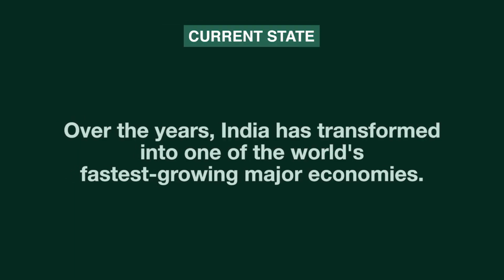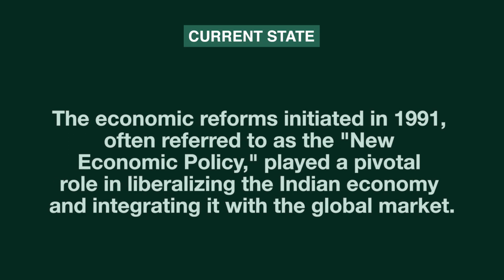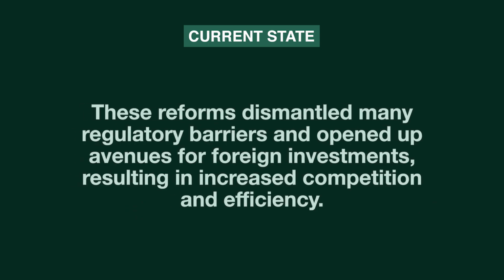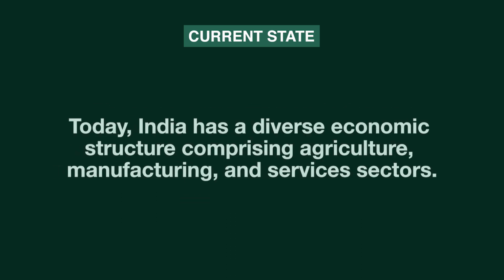The current state of the Indian economy is considered to be one of the world's fastest growing major economies, or emerging economies. It has come up today, even after 25 years of economic reforms, because of the advent of economic reforms in the 1990s, which totally changed the Indian outlook in terms of outward orientation and integrating the economy with the global market. So these reforms totally dismantled regulatory barriers, opened up foreign investment, and resulted in competition and efficiency. So today India has a diverse economic structure. India is a major contributor to the economy, and manufacturing and services have contributed to GDP growth.